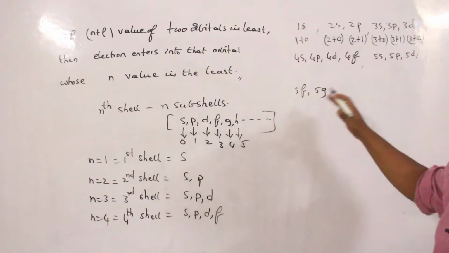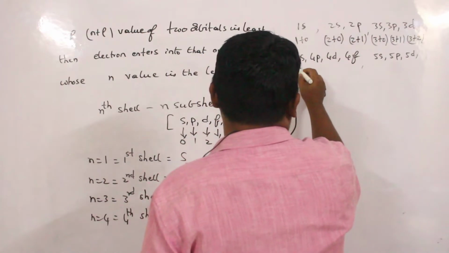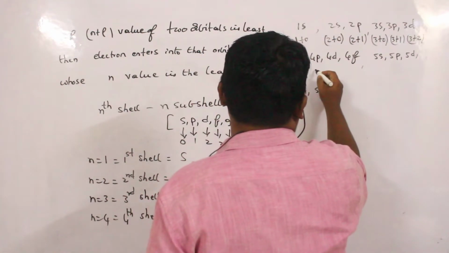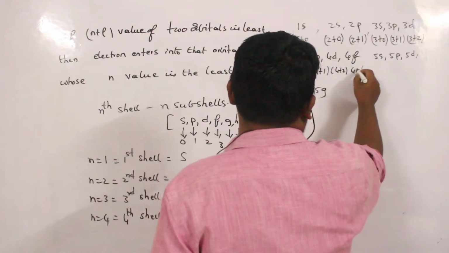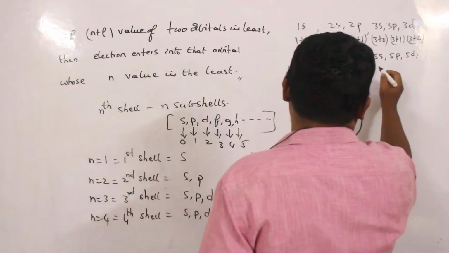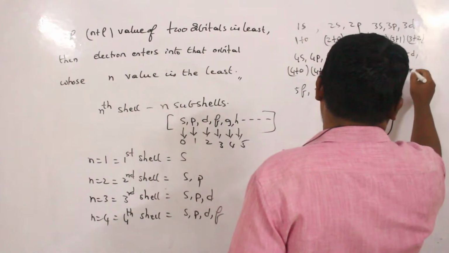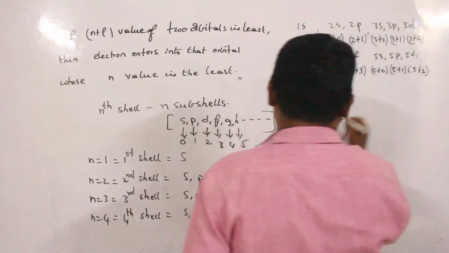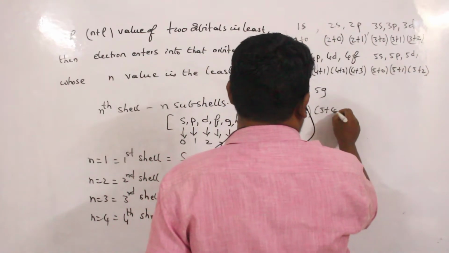Now can't you write all these values? Come on, write down. Okay? So 4s: 4 plus 0. 4p: 4 plus 1. 4d: 4 plus 2. 4f: 4 plus 3. Clear? 5s: 5 plus 0. 5 plus 1. 5 plus 2. Clear? And 5f: 5 plus 3. And this is 5 plus 4.